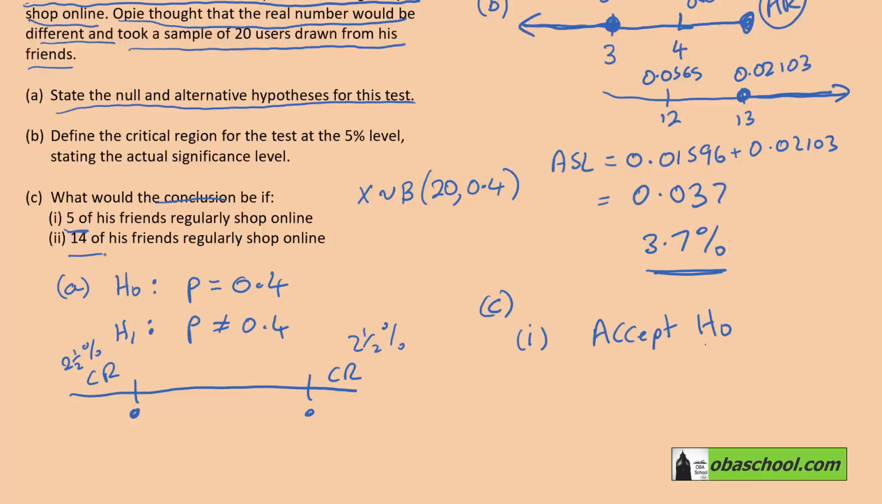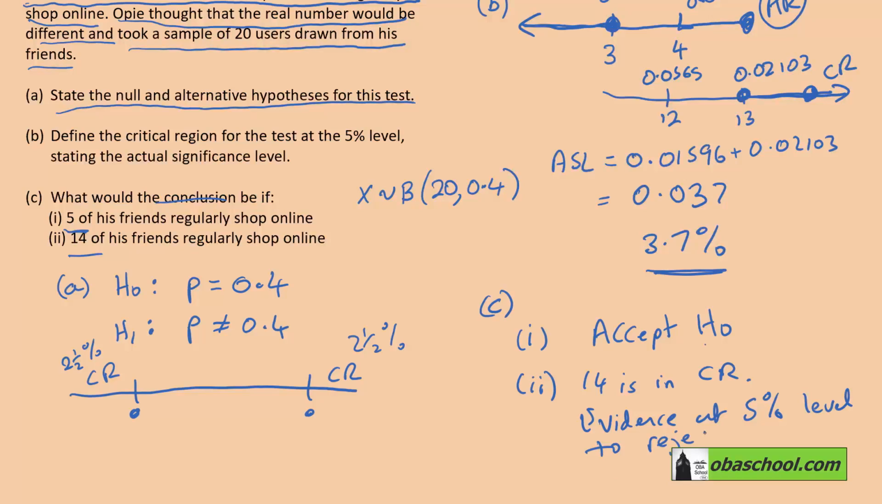In part 2, it's 14, which is over here, and that's in the critical region. So 14 is in the critical region, and there's evidence at the 5% level to reject H0.